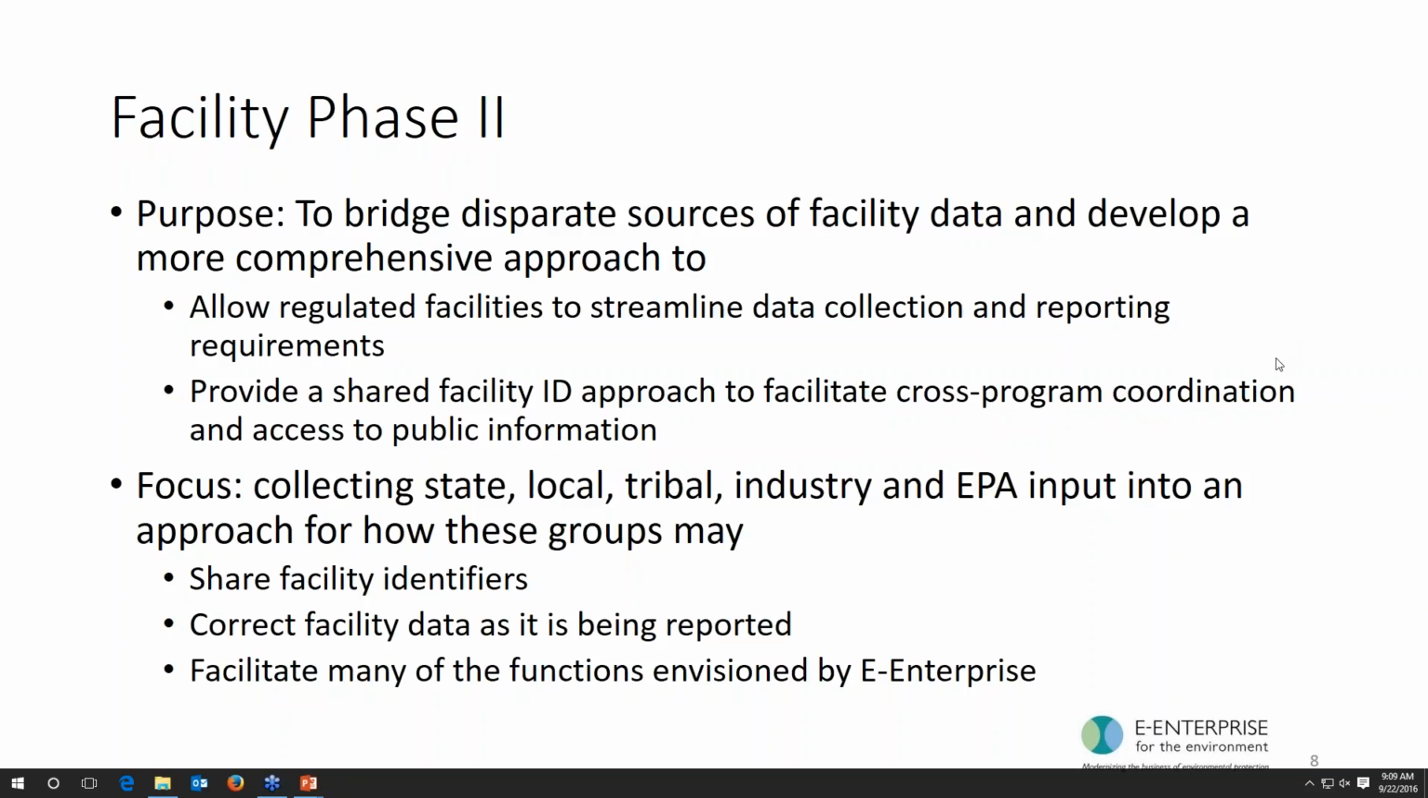If you're involved with Phase 1 or have seen this presentation before, you most likely already are aware of this information. The focus of Phase 2 is collecting state, local, tribal, industry, and EPA input through various webinars, outreaches, and meetings, to get information on how we can share facility identifiers, correct the data as it's being reported on the front side as opposed to having to do it on the back end and cleaning it up, and then facilitate a lot of the other things within e-enterprise, such as combined emissions reporting, etc. Next slide.